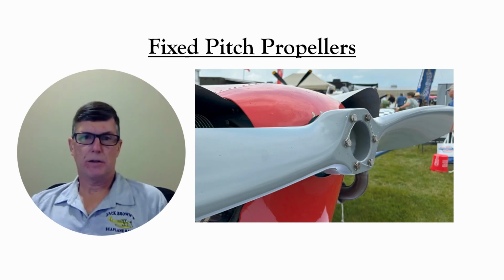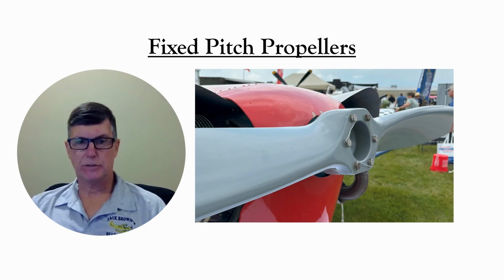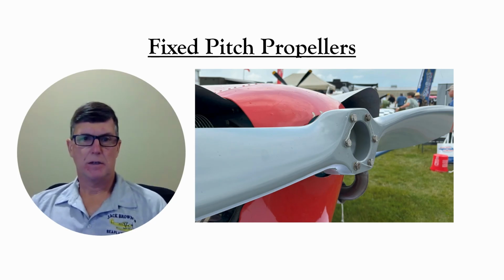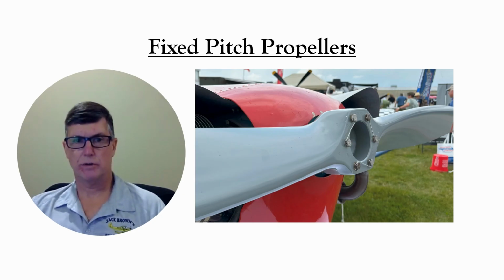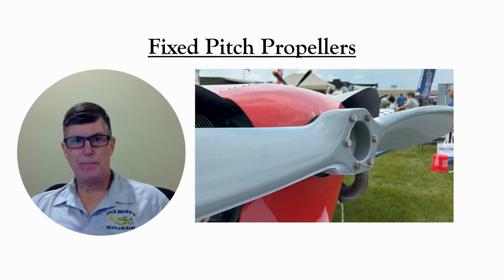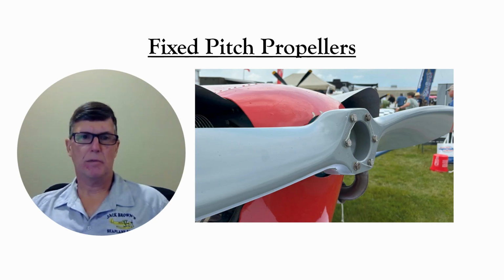Usually the propeller is bolted to a flange at the front of the crankshaft. Some engines, like the Rotax 900 series, have gearing so that the propeller can spin slower than the engine does. There may be a spinner over the hub, which reduces drag a little bit and generally makes the airplane look better.